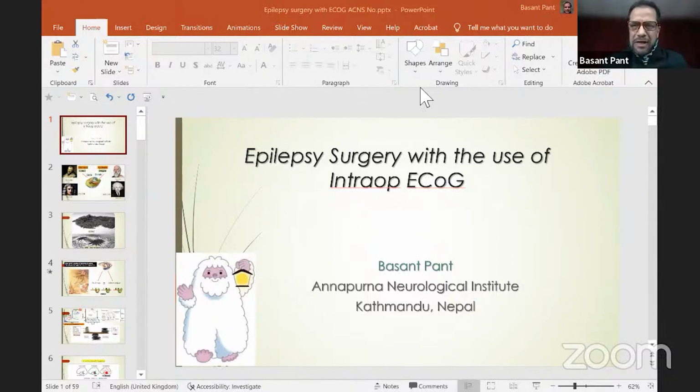And today I'm going to mainly talk about epilepsy surgery. My focus will be on how to start epilepsy surgery in a very simple setup, not a complicated setup, very, very simple setup. And by using intraoperative ECOG, you can identify the epileptogenic zone. This is my main focus of today's talk.